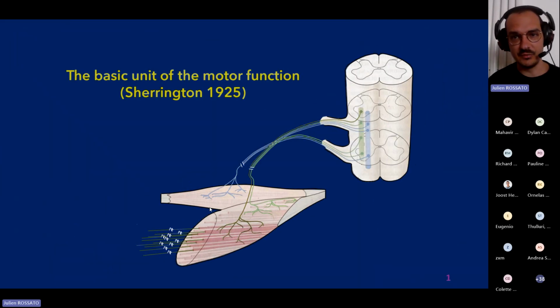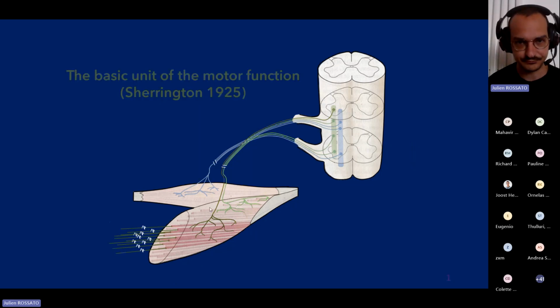First, I would like to begin with the object at the center of this work, the motor unit. It is composed of an alpha motor neuron and the muscle fibers it innervates. It is the basic unit of the musculoskeletal system, and it is the smallest control element that the central nervous system uses to produce force and movement.